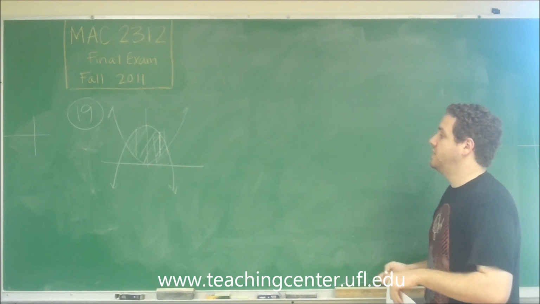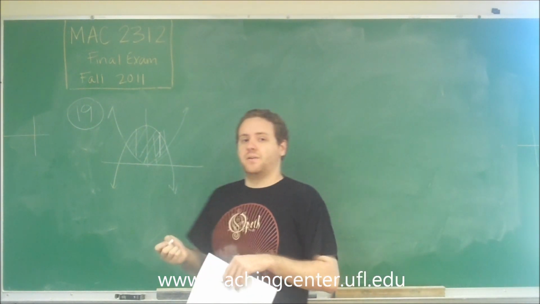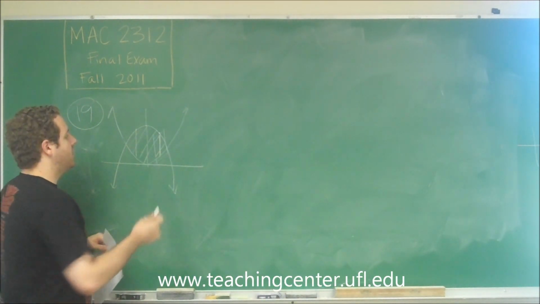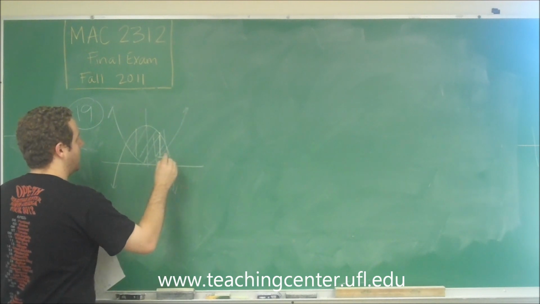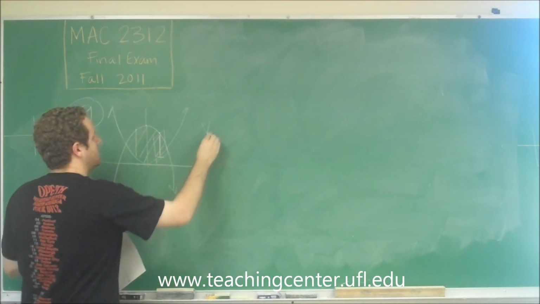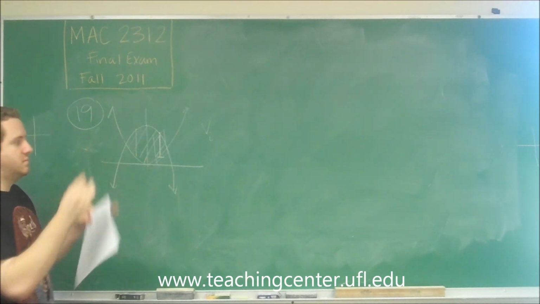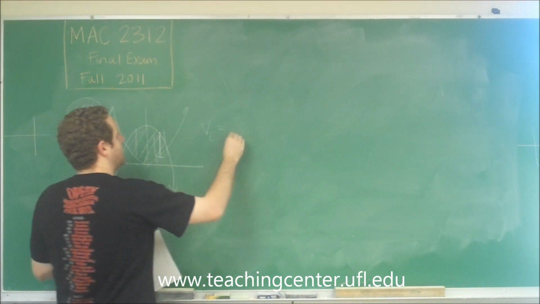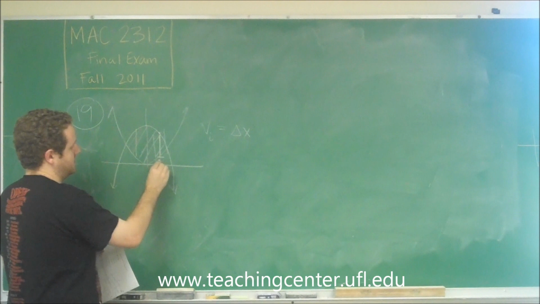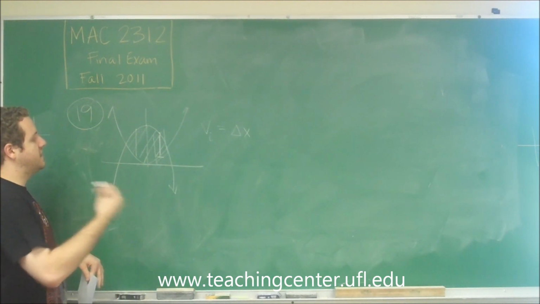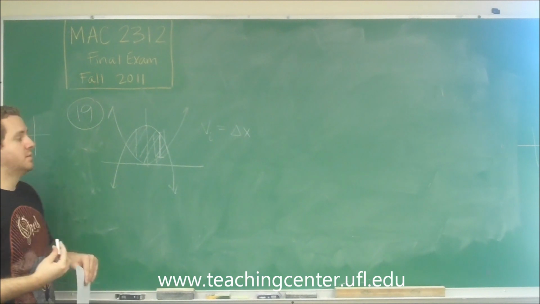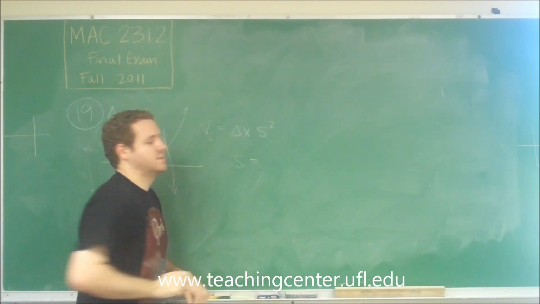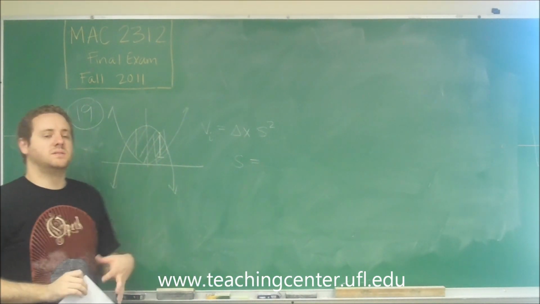So remember, to get your volume, you need to integrate the area and then use some delta x component. So our slices of area are going to be delta x wide. So the volume of just some cross-sectional slice of this is going to be delta x, which is the width of the slice, very small, times that area. Now that area is a square, so it's going to be, let's say, s squared. So now we just need to figure out what is s. What is the length of the side of one of these squares?